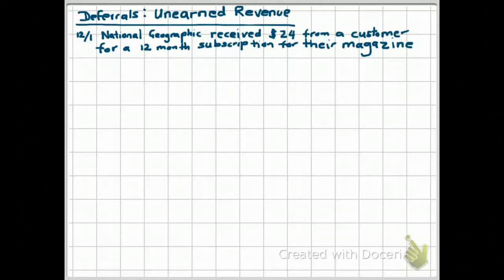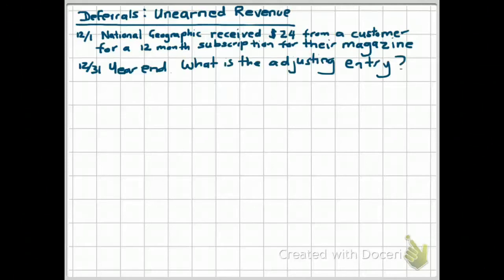So this particular customer sent $24 for a 1-year subscription to a magazine, and this payment was received on December 1st. December 31st is their year end. What is the adjusting entry, if any? So basically, what we're trying to see is whether there is an adjusting entry related to this $24 that we received from a customer. First, let's post this transaction that occurred on 12/1.